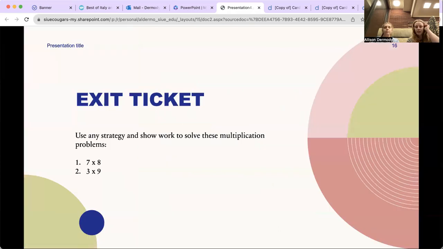Next, we have our exit ticket. This can be used as a summative assessment because it'll be a written worksheet at the end of the lesson. Another summative assessment that can be used is a unit test after they're completed with the whole unit. So this exit ticket is just 2 multiplication problems, and students are going to use any strategy they want to, but they do have to show their work to solve the multiplication problems.